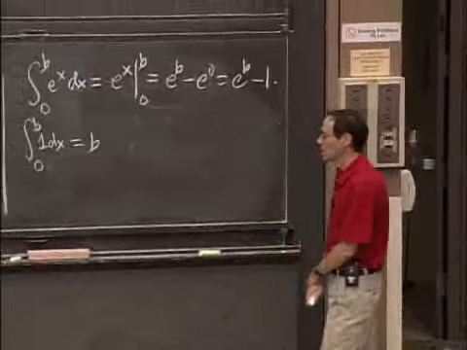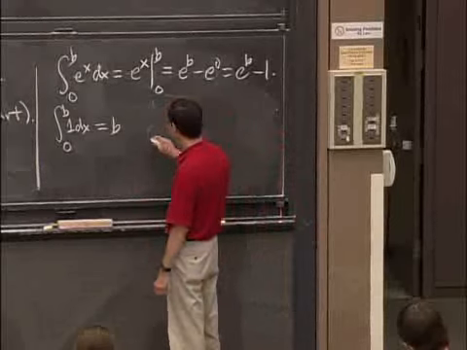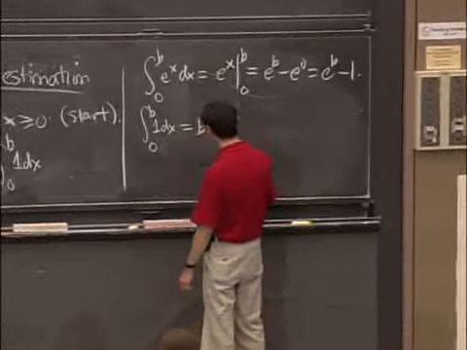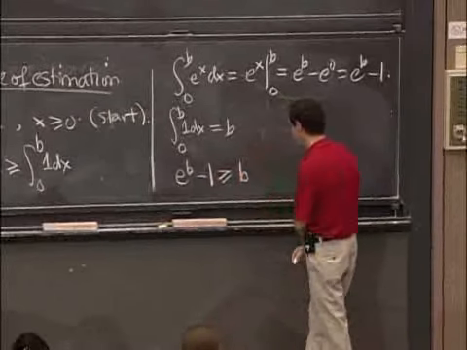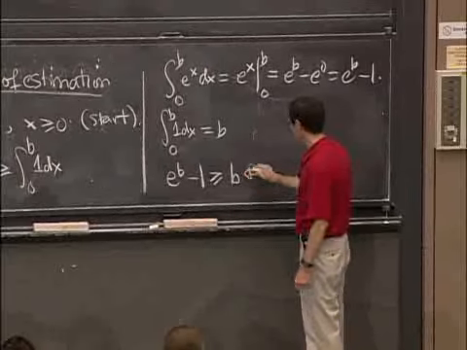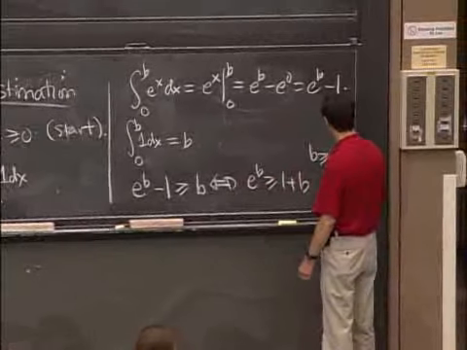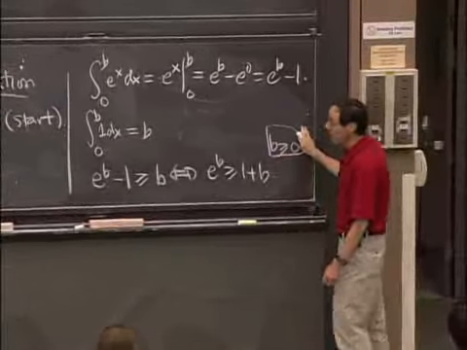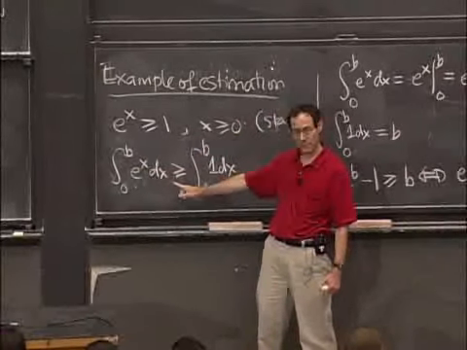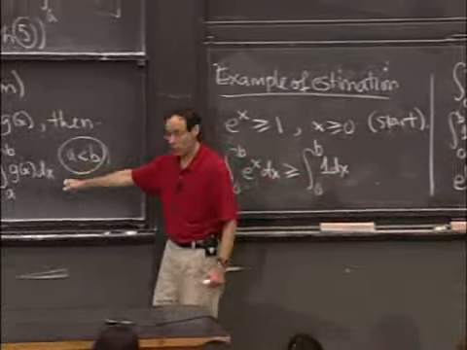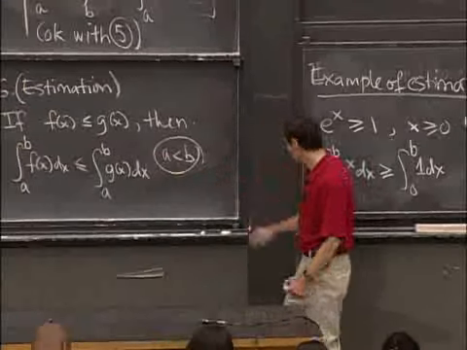But it's b. That means that our inequality says, if I just combine these two things together, that e to the b minus 1 is greater than or equal to b. And that's the same thing as e to the b is greater than or equal to 1 plus b. Again, this only works for b greater than or equal to 0. Notice that if b were negative, this would be a well-defined quantity. But this estimation would be false. All right? We need that b be bigger than 0 in order for this to make sense.